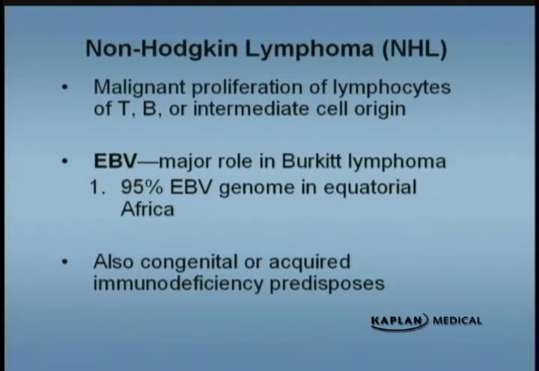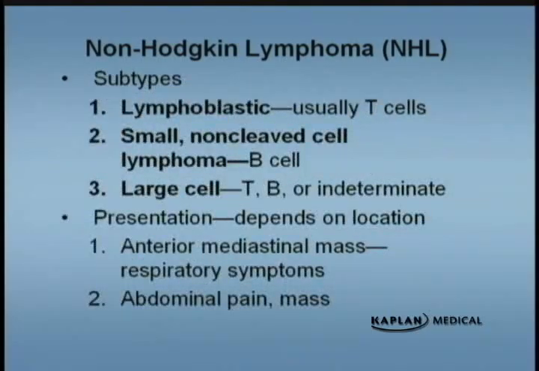Again, just like with Hodgkin's, immunodeficiencies can predispose you to having a non-Hodgkin's lymphoma. These are the subtypes: the lymphoblastic, the non-cleaved cell, and the large cell. Again, I don't think they're going to get into too many specifics about that. And with this one also, the presentation depends on the location.